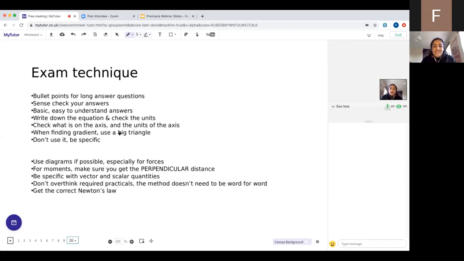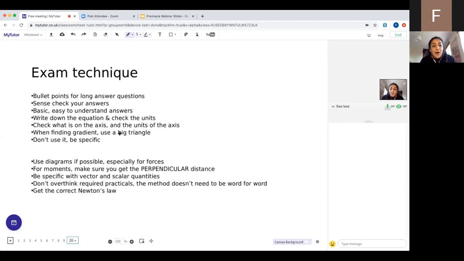Always write basic, easy to understand answers. Nobody cares about posh language, posh definitions, posh adjectives, nothing like that. Just easy, straight to the point answers. The examiners will be happy because they don't have to read waffle, and you'll be happy because you don't have to write that much.